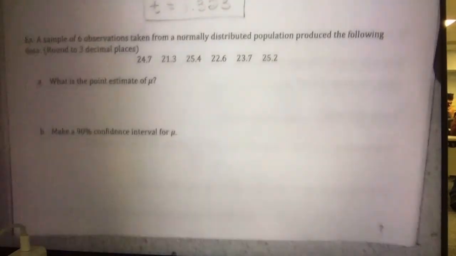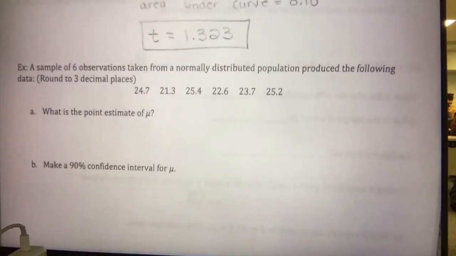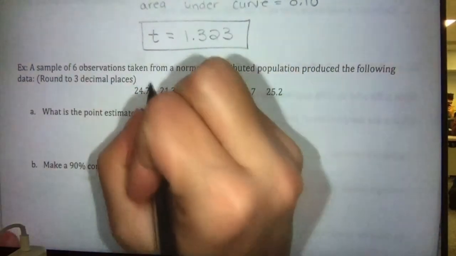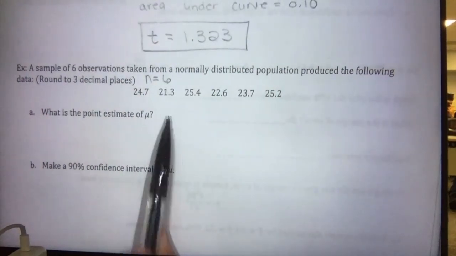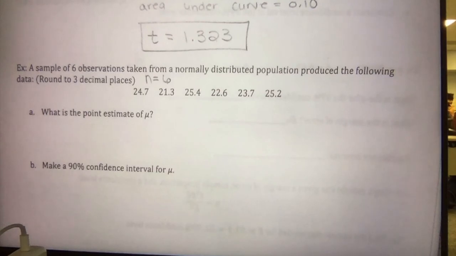So it gives us a sample of 6 observations taken from a normally distributed population, produce the following data, rounded to 3 decimal places, so it tells us that. Here's our list. So it tells us a sample of 6 observations. So we know that n is 6. We have 24.7, 21.3, 25.4, 22.6, 23.7, and 25.2. And it asks us part A, what is the point estimate of mu? What is our sample mean?